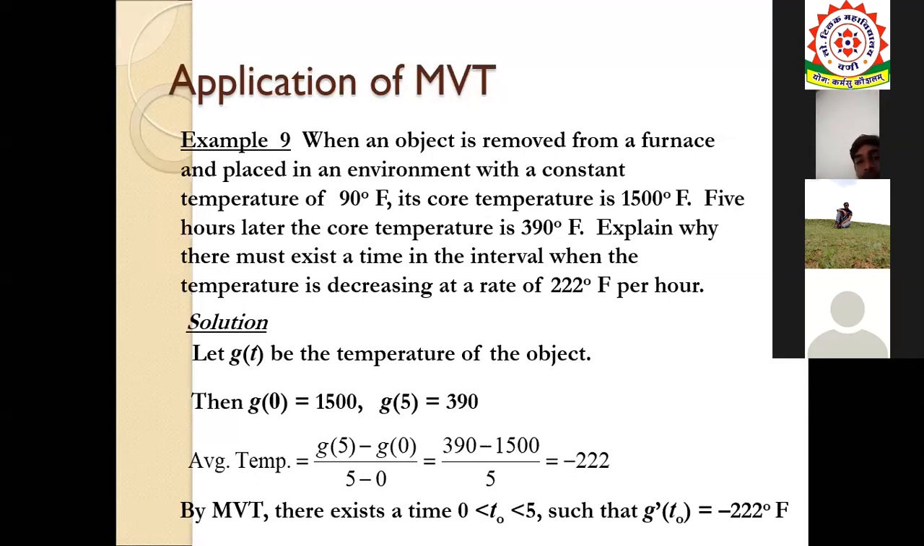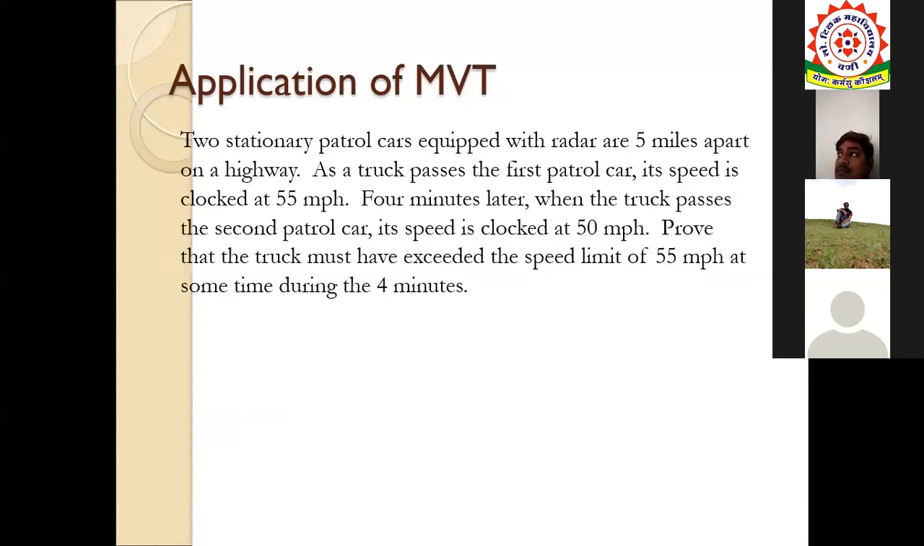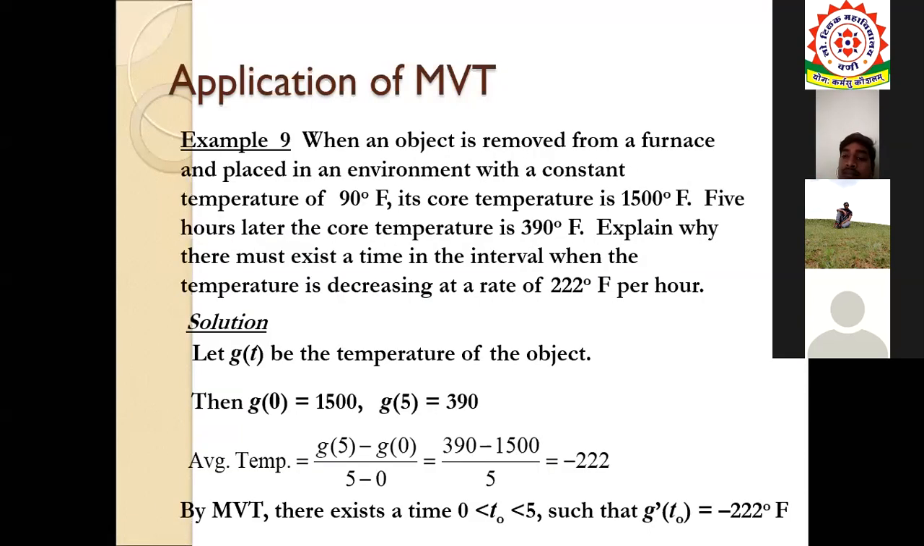So by the mean value theorem, there exists a time between 0 and 5 hours such that g dash of that point is minus 222. Clear? This is the explanation of why there must be a time when the temperature is decreasing at that rate.